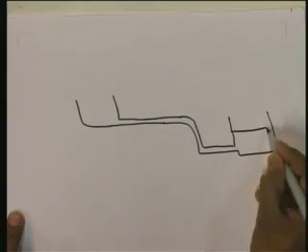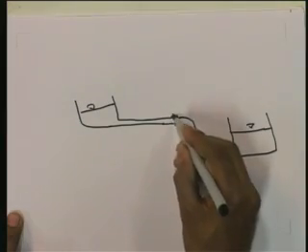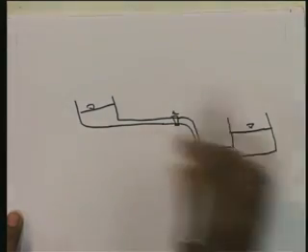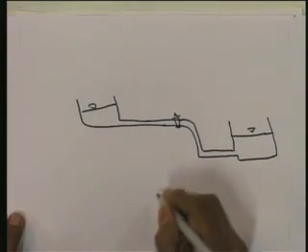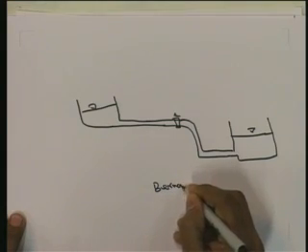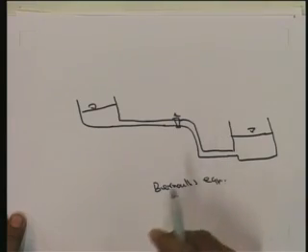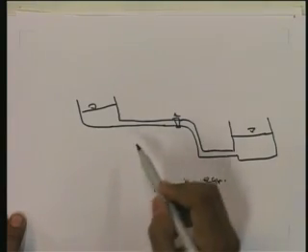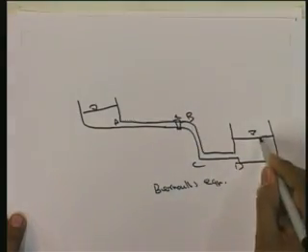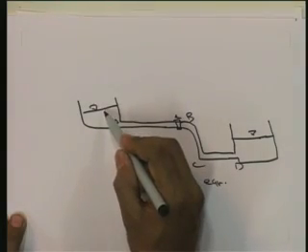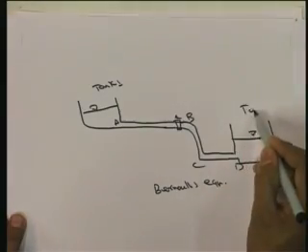Say for such a system, there is a valve or a bend, and exit and entrance losses like this. So here we can use Bernoulli's equation to solve these kinds of problems. Between two sections, say A, B, C, D, and between reservoir 1, the tank 1, and this is tank 2.